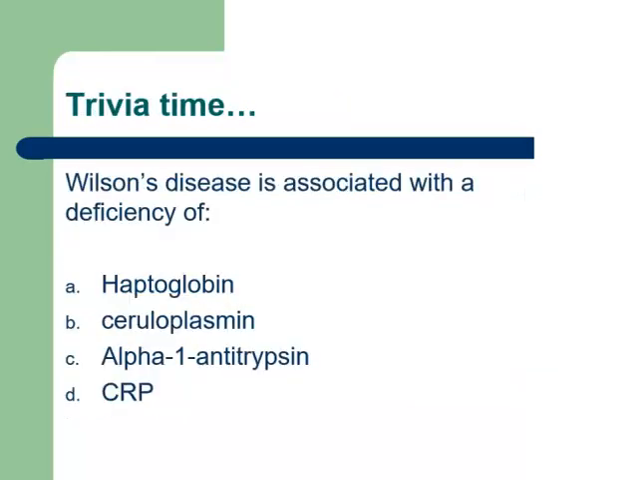So let's do a few review questions to make sure that we're all understanding the material we went over so far. Wilson's disease is associated with a deficiency of... Pause the video, try to answer it on your own before you go on and get the correct answer. The correct answer is B, ceruloplasmin.